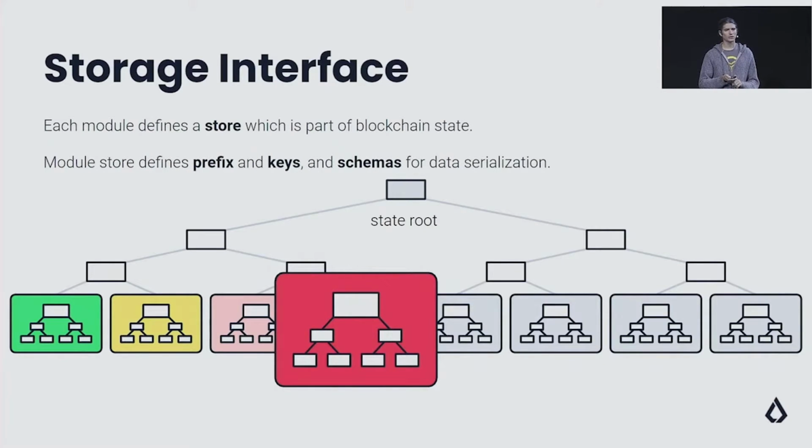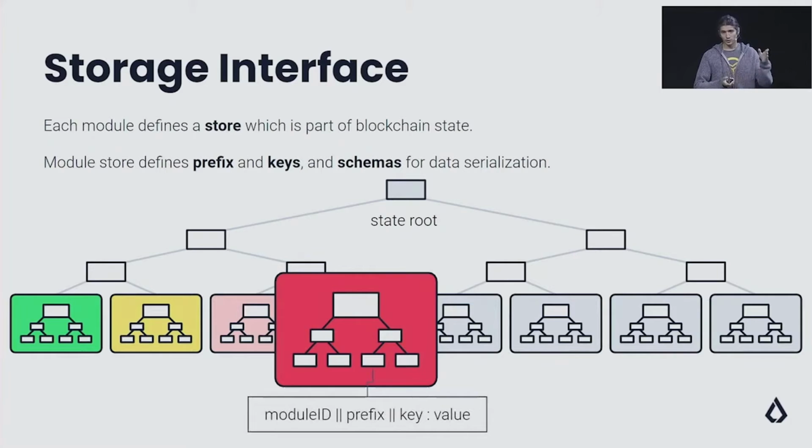If we zoom in into one of these module stores, each leaf of this subtree corresponds to an entry in the database. And the entry is identified by the module ID, telling us in which subtree we have to look, the storage prefix, and the storage key. The storage prefix here plays a similar role to the module ID. We use it to separate subtrees. It's basically to separate different buckets within the same database. And the key identifies each single entry. Modules also define schemas that are used for data serialization, and the value of the leaf will then be the serialized data structure according to the schema.